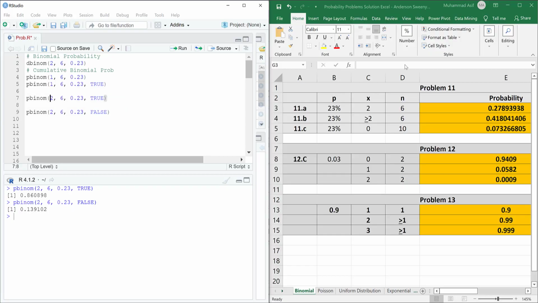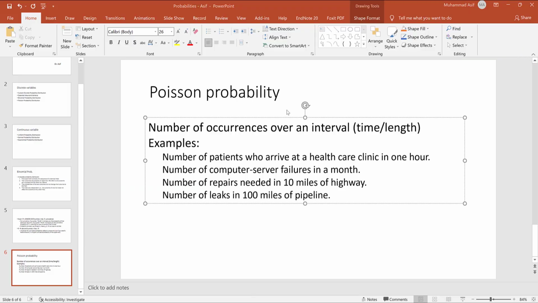The next type of probability for discrete variables is Poisson probability. In Poisson probability, we are interested in the number of occurrences over an interval, and that interval could be time or it could be length. So for instance, the number of patients who arrive at a healthcare clinic in 1 hour. There are two things here: one is the interval, that is the time interval, and the other is the number of occurrences, that's the number of patients that we are interested in.